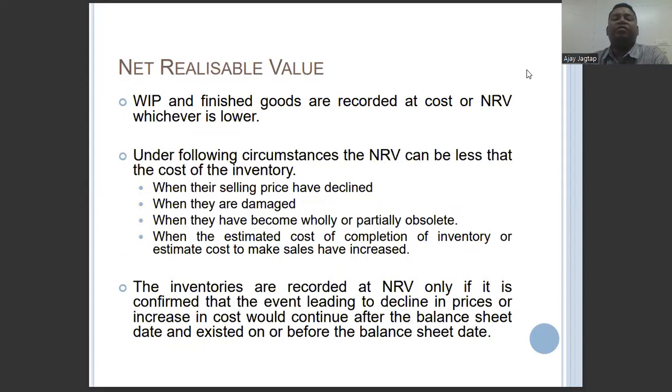Net realizable value. Under the following circumstances, the NRV can be less than the cost of the unit. The inventory is recorded at NRV only if it is confirmed, in the event of damage, obsolescence, declining plan, and pricing.